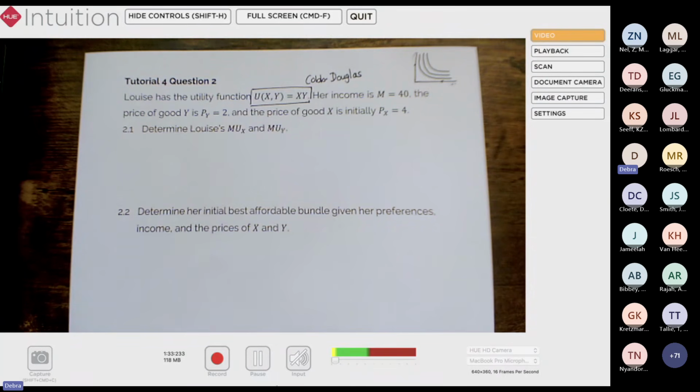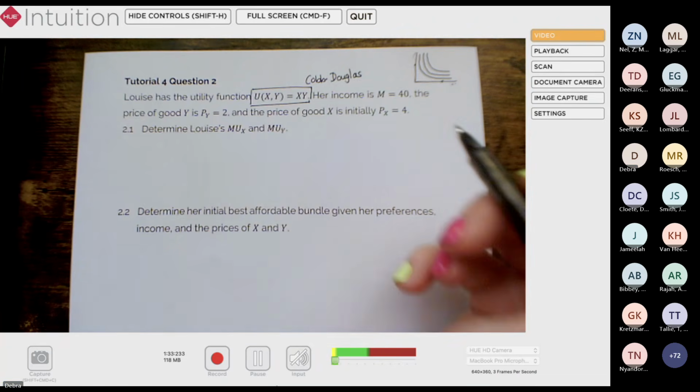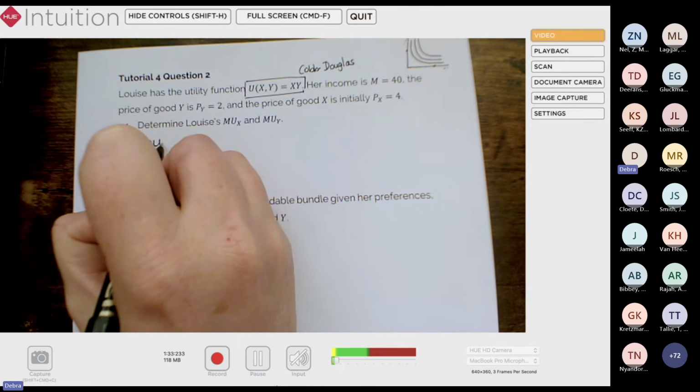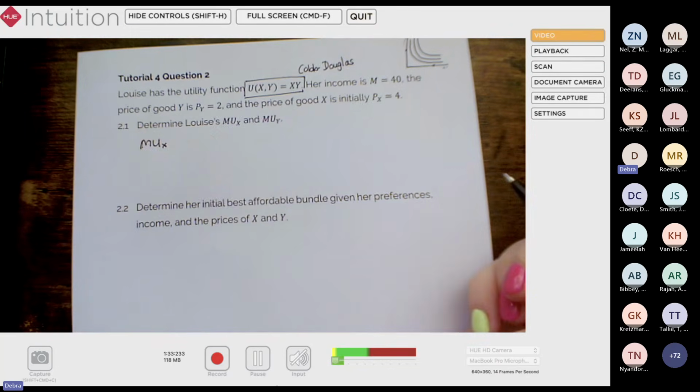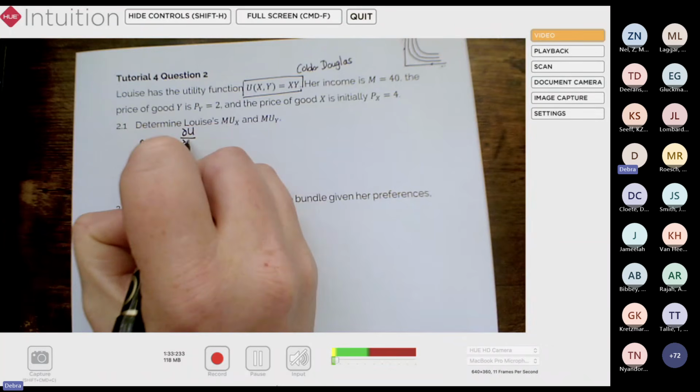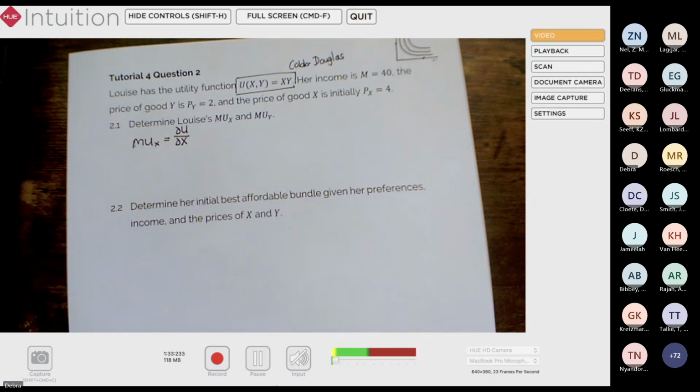Her income is m equals 40. The price of good y is 2. And the price of good x is initially 4. It then asks us to determine her marginal utility of x and her marginal utility of y. So the marginal utility of x represents how much additional utility would I get if I had to change my x by a little bit. This is what a partial derivative represents.